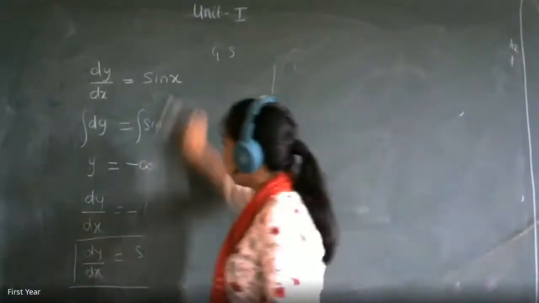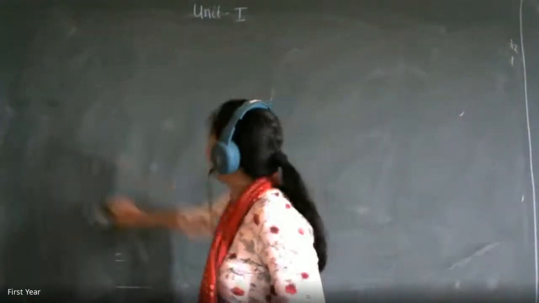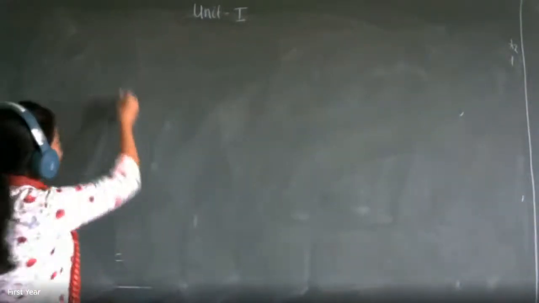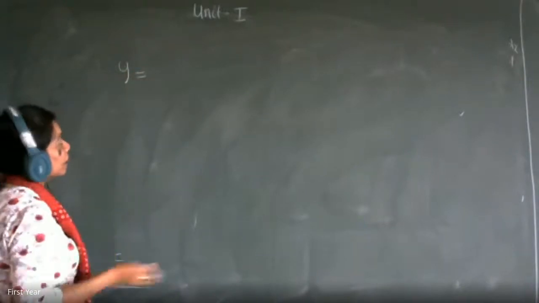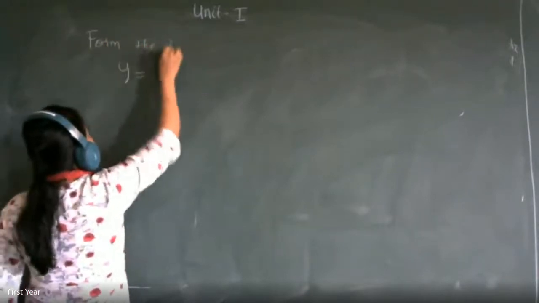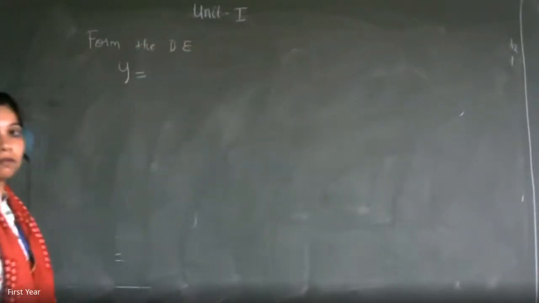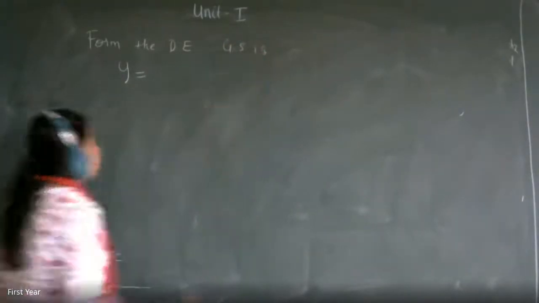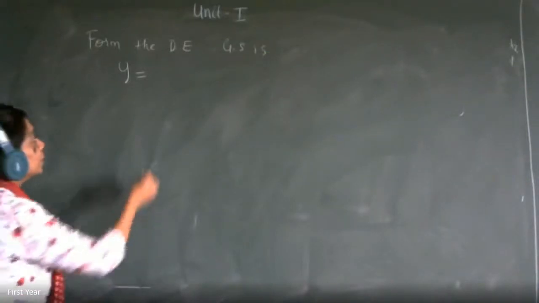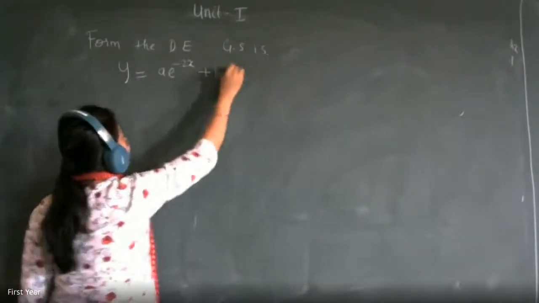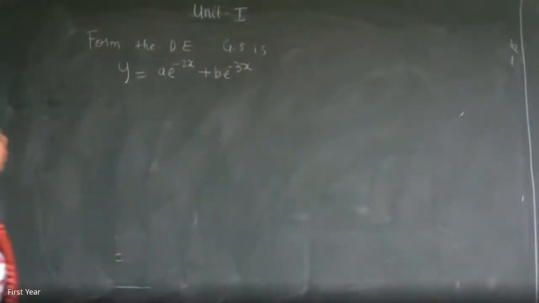So at least one method I will tell you first, and then we'll go to the second method a bit more. Let me give you the example. Write down the question only: form the differential equation whose general solution is y = a e^(-2x) + b e^(-3x).